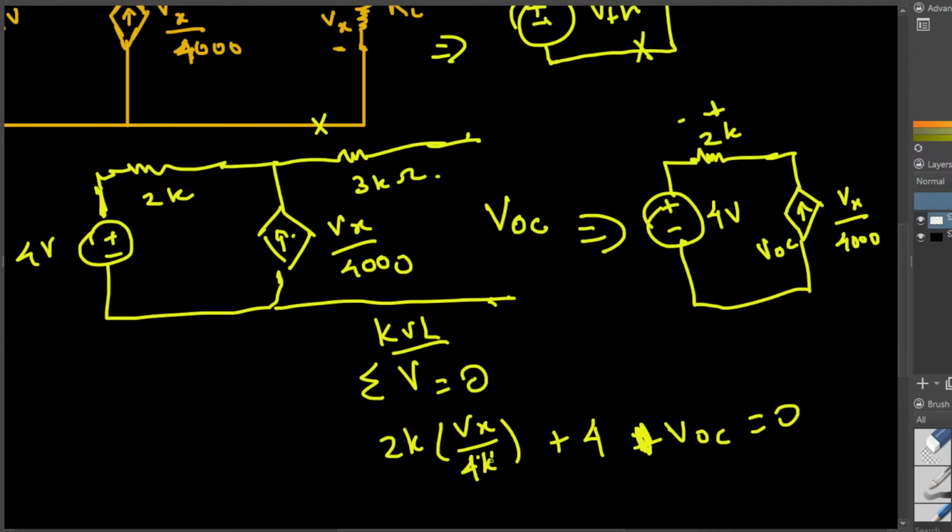Now here we can see K and K cancel each other, and this is going to be 2 in the denominator. To make this one simpler, I can multiply everything by... Wait a minute, wait a minute.